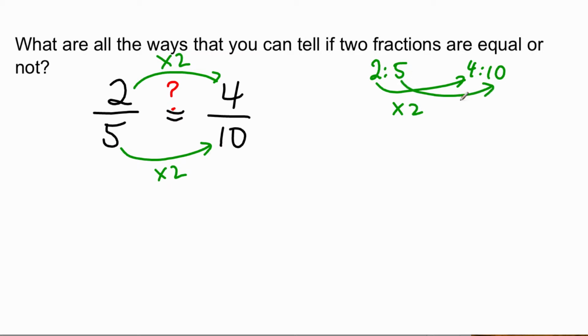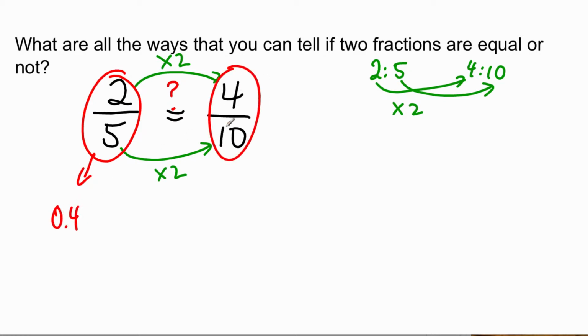But there are other ways to decide. Another way is that if I were to decimalize this fraction, I would get 0.4, and decimalize this fraction, I get 0.4. Since I get the same decimal, that's another way to know that I'm dealing here with a proportional relationship.